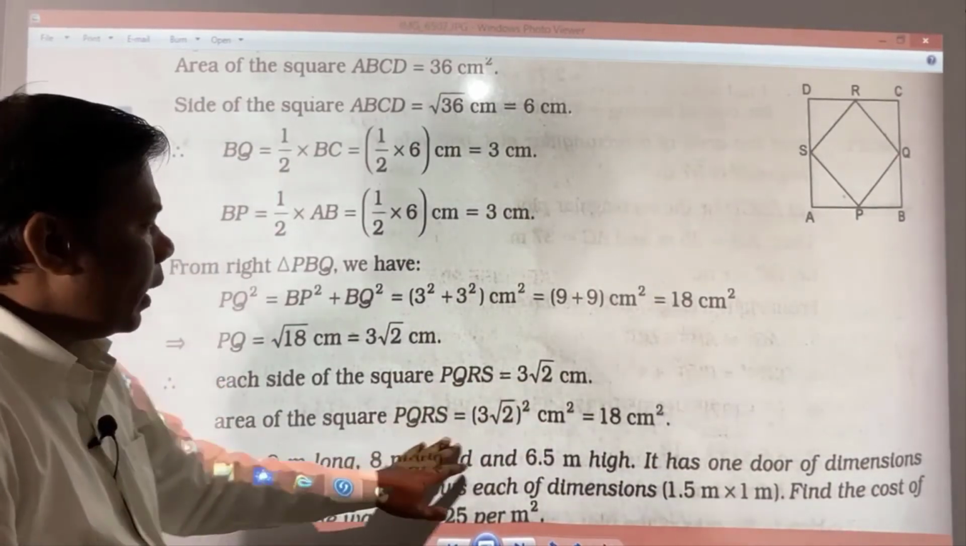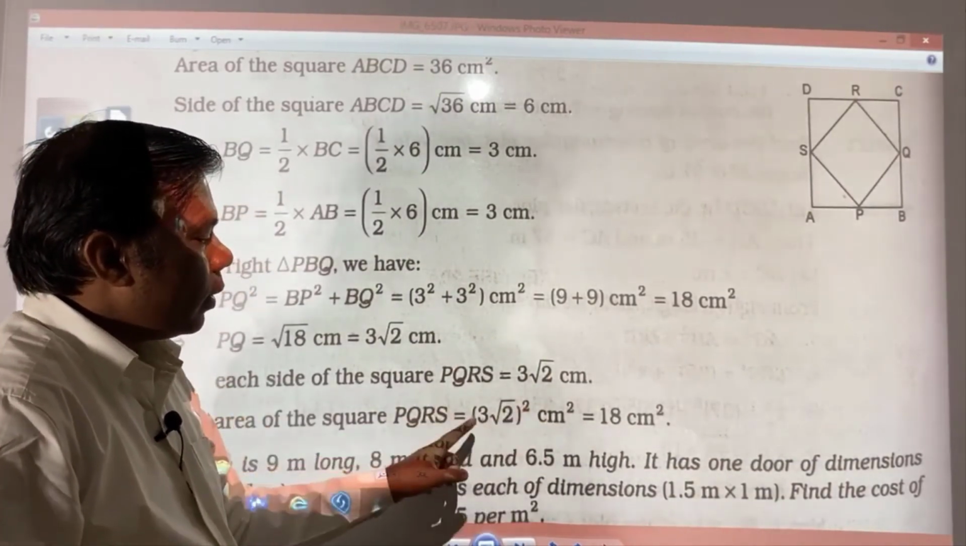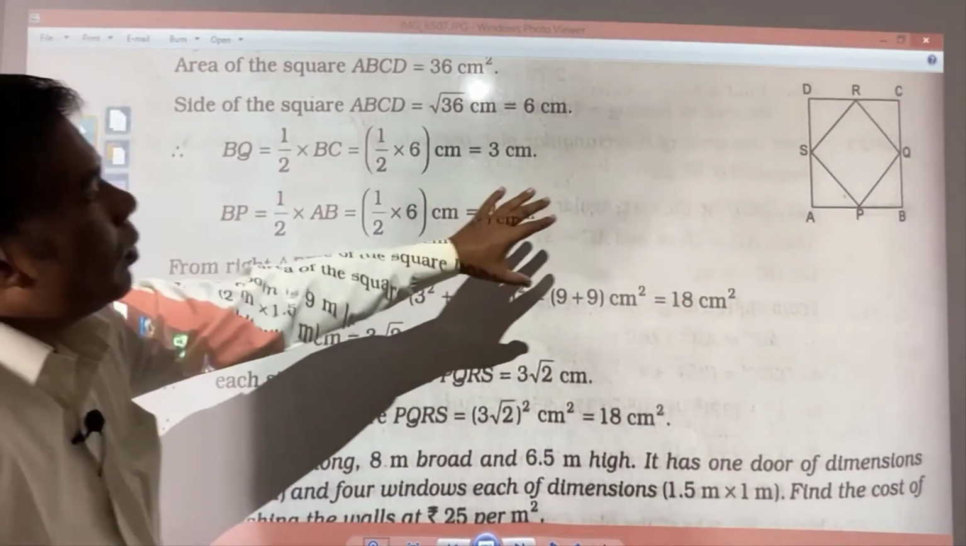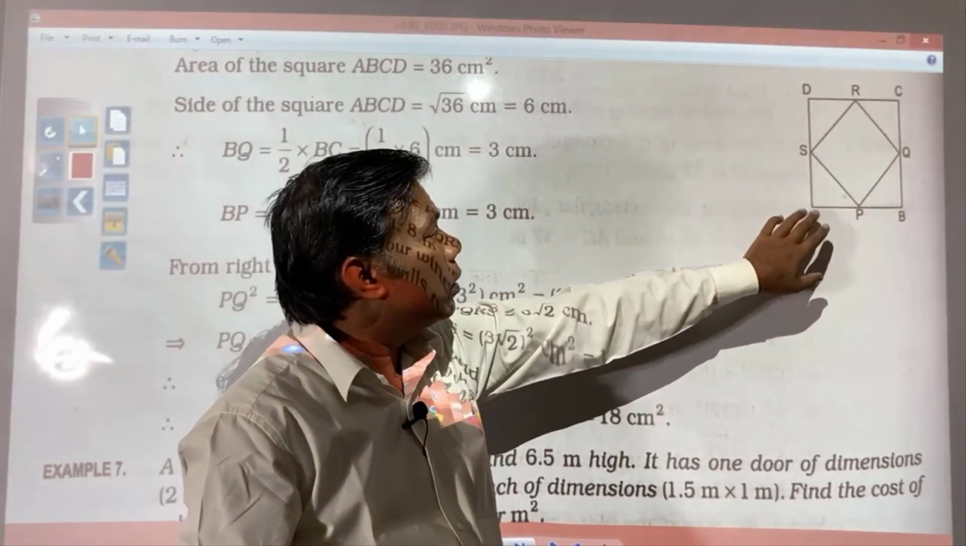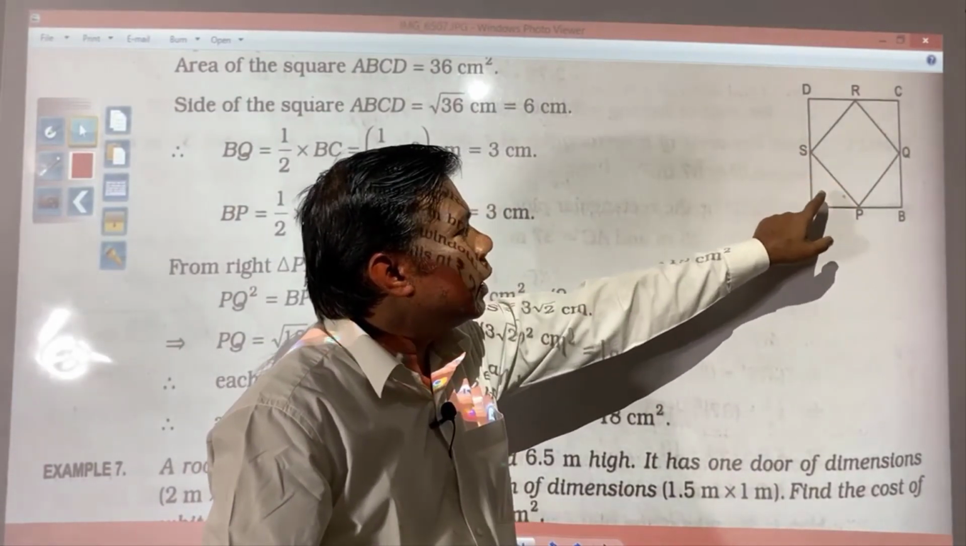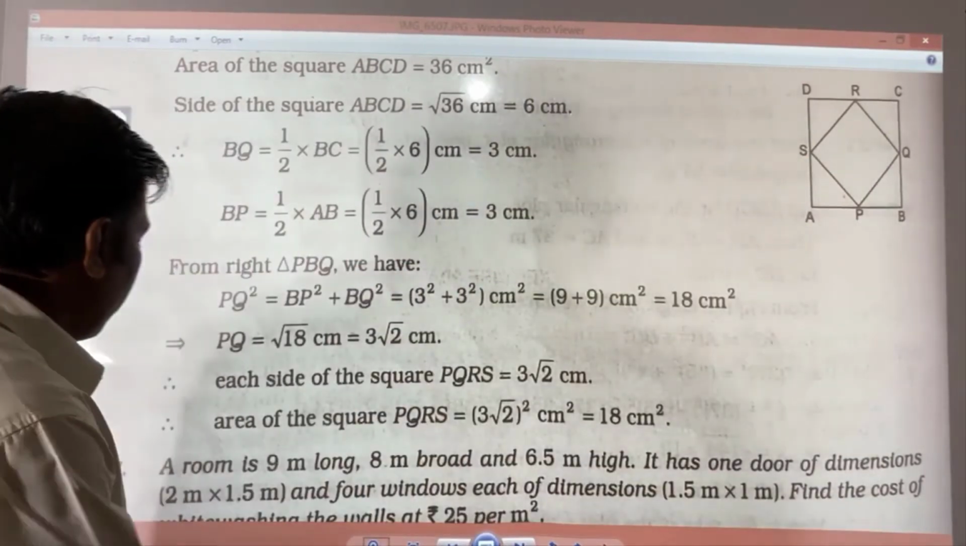So area of that will be what? 3 root 2 into 3 root 2, or 3 root 2 square. So 18 centimeter square you have got. So in this way we can find out. So this formula we need to remember. Hypotenuse square is equal to base square plus perpendicular square.